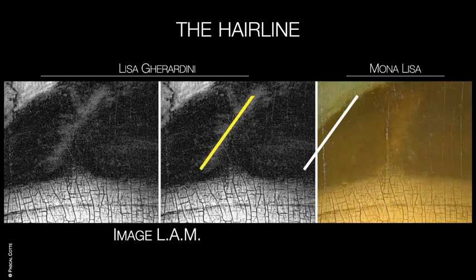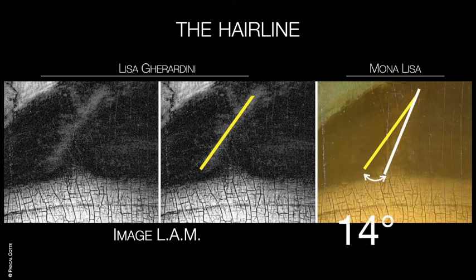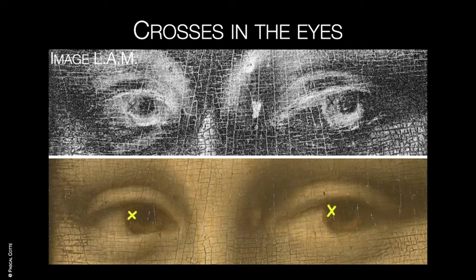There are several indications that the face we see today is probably not that of Lisa Gherardini. For example, the L.A.M images show the hairline more to the right than the one we see today. And this other example, with the crosses for the positioning of the eyes, which originally indicate a look to the right.